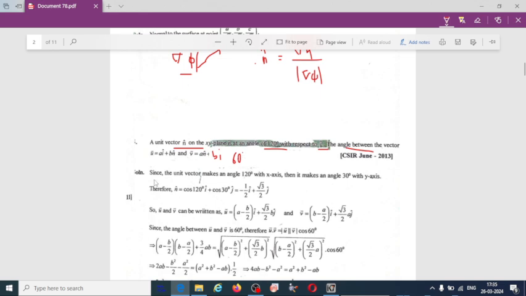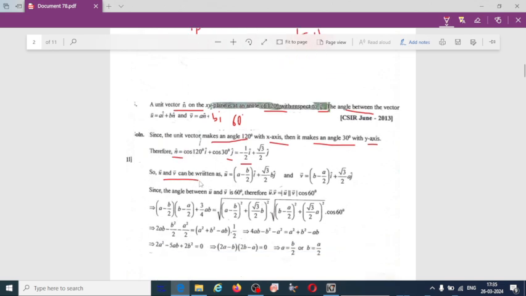So let us solve this. The unit vector normal to a vector makes an angle 120 degree with x axis, then it makes an angle 30 degree with y axis definitely. Then let us take this n cap in terms of cosines: cos 120 degree i cap plus cos 30 degree j cap. This will be cos 120 degree is minus 1 by 2 and cos 30 is root 3 by 2.